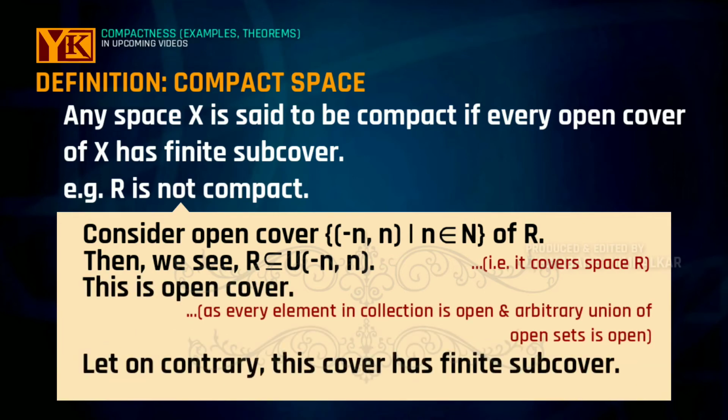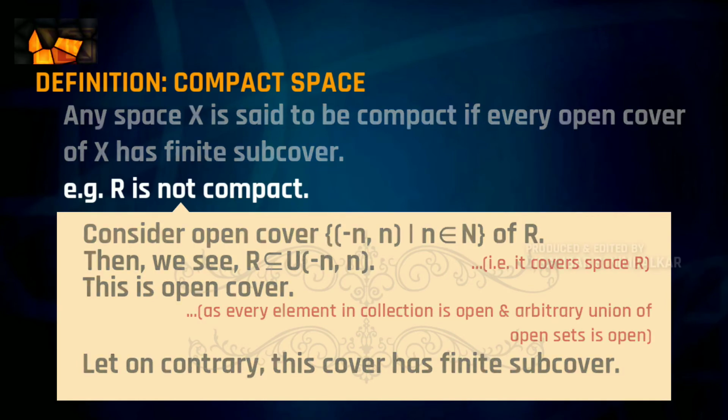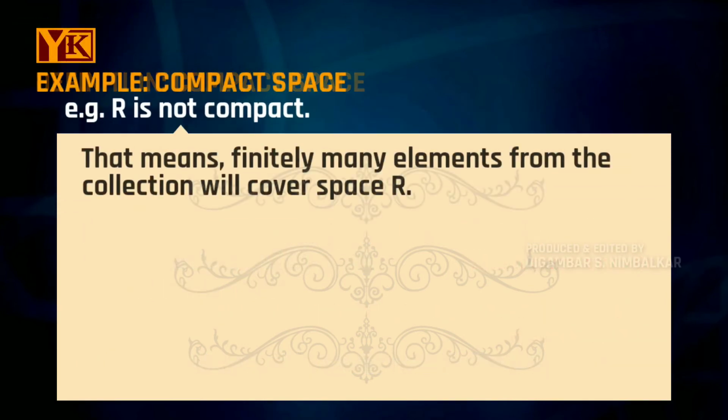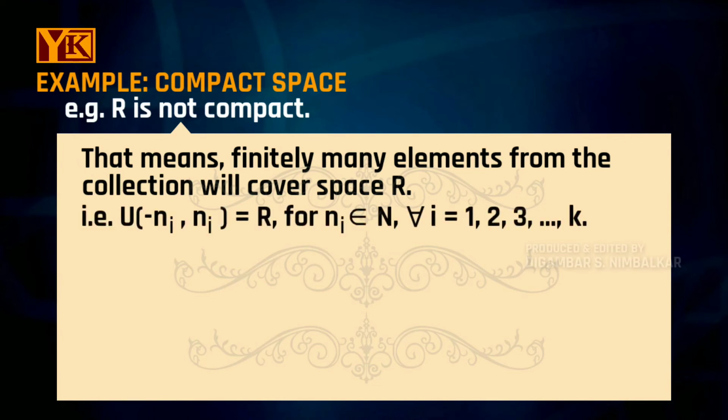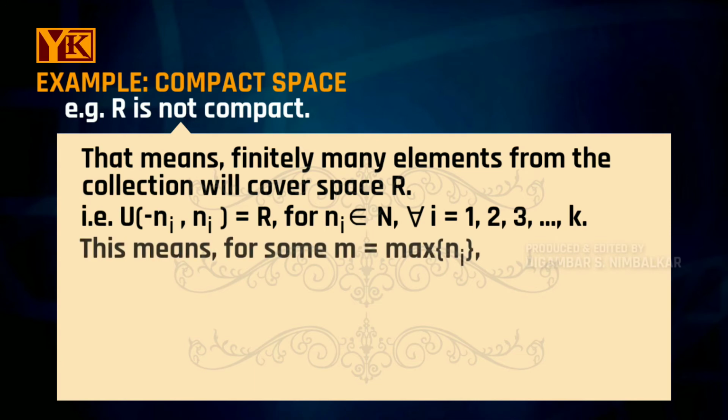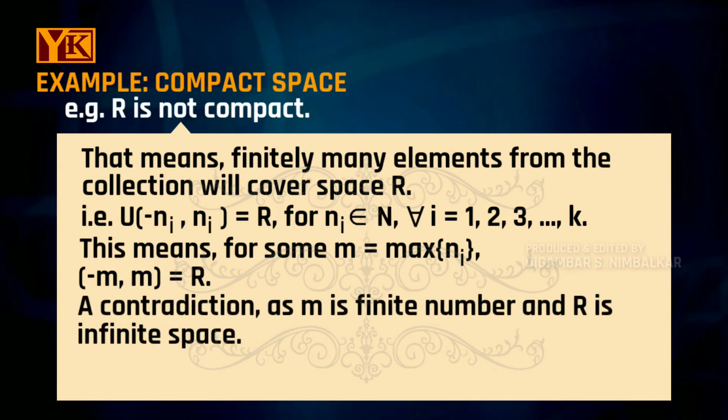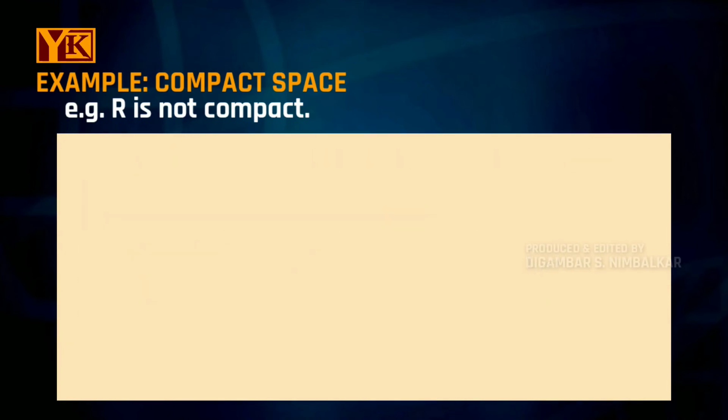Let, on the contrary, this cover have a finite subcollection, that means finitely many open intervals from this collection cover space R. That means the union of open intervals minus n_i to n_i for i equal to 1 to k is equal to R. This means for some maximum m among all n_i's, the open interval minus m comma m is equal to R, which is a contradiction, because m will be a finite number and space R is not finite. Thus R is not a compact space.